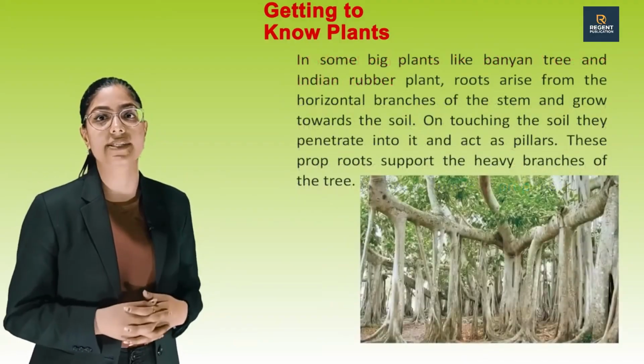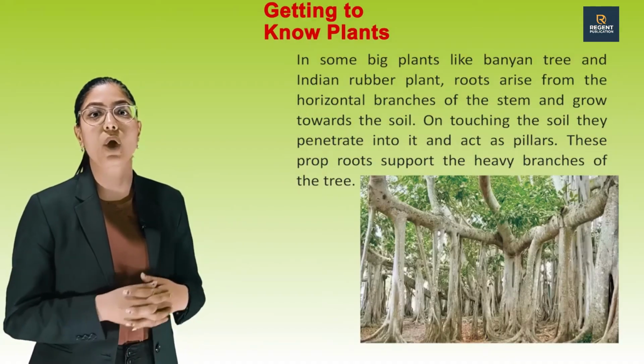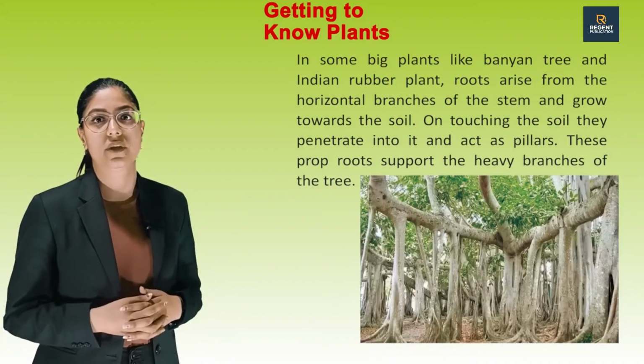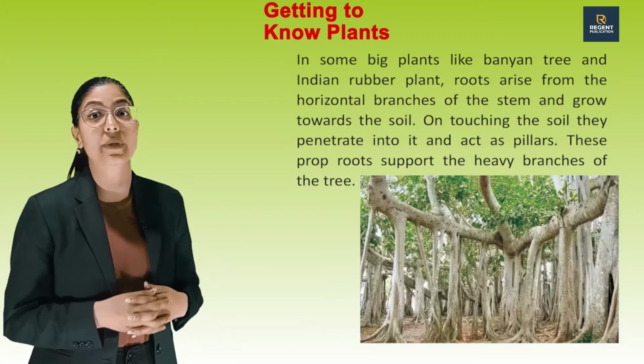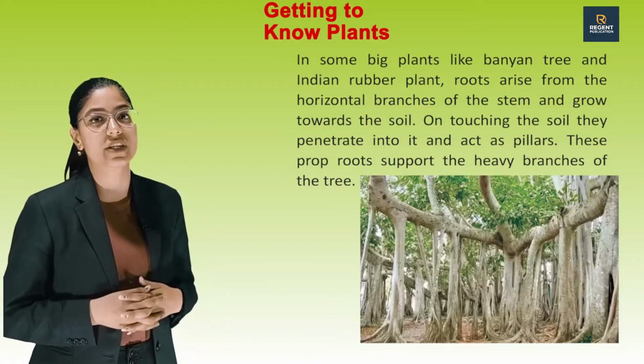In some big plants like banyan tree and Indian rubber plant, roots arise from the horizontal branches of the stem and grow towards the soil. On touching the soil, they penetrate into it and act as a pillar. These prop roots support the heavy branches of the tree.